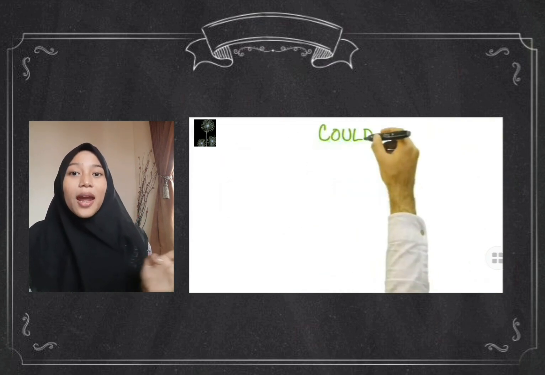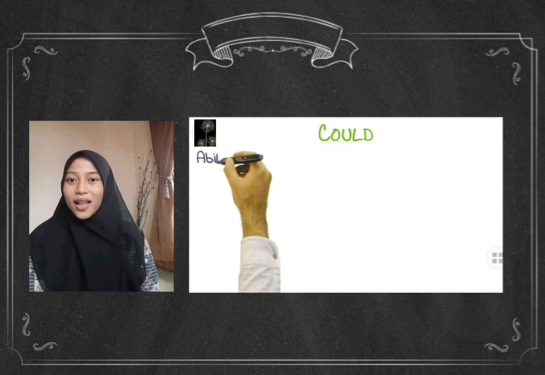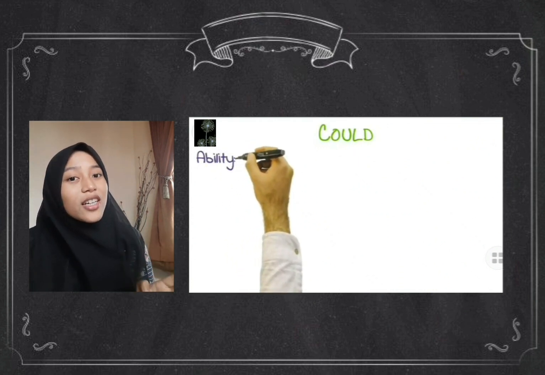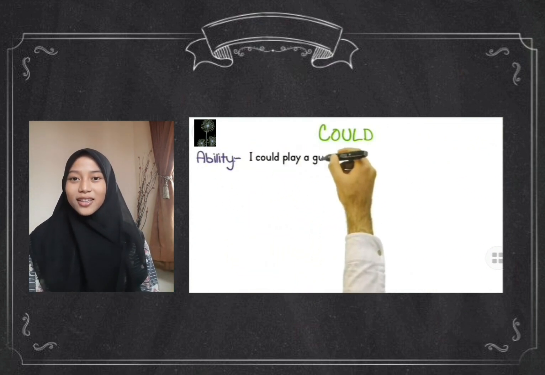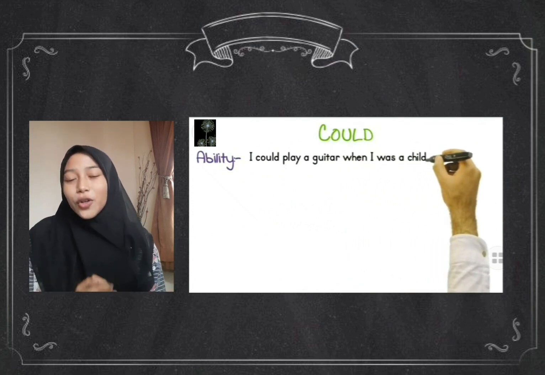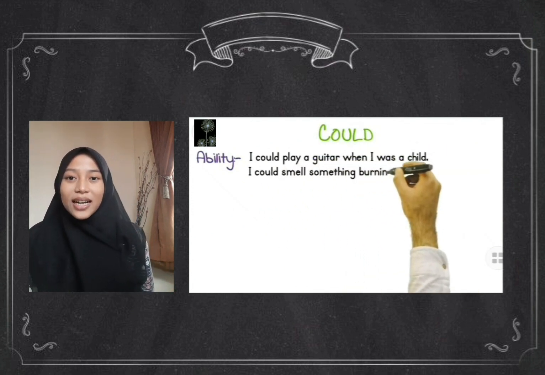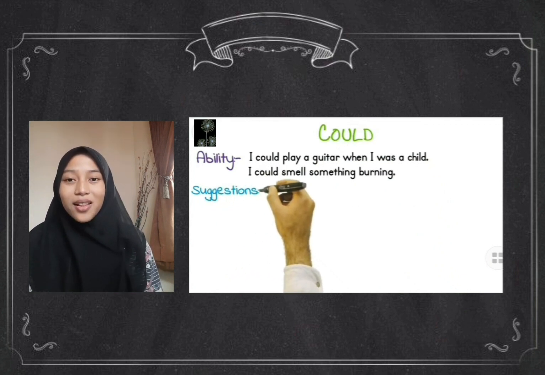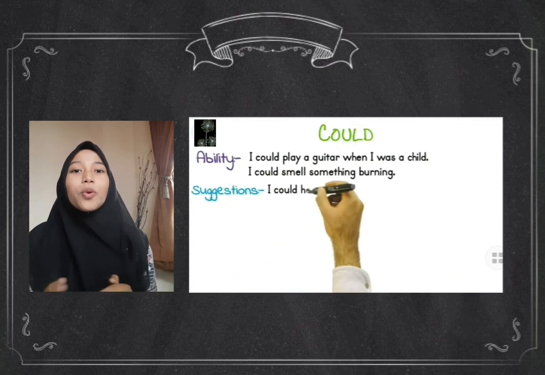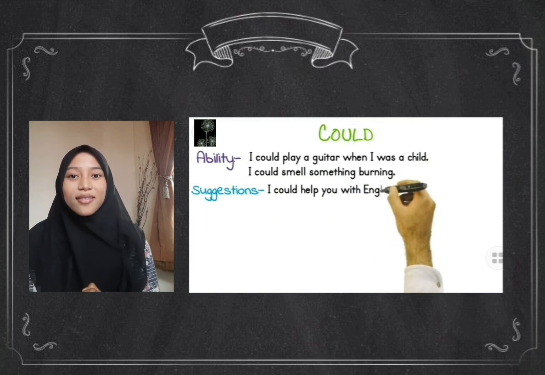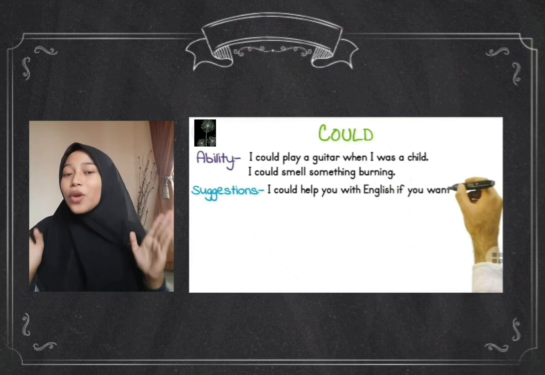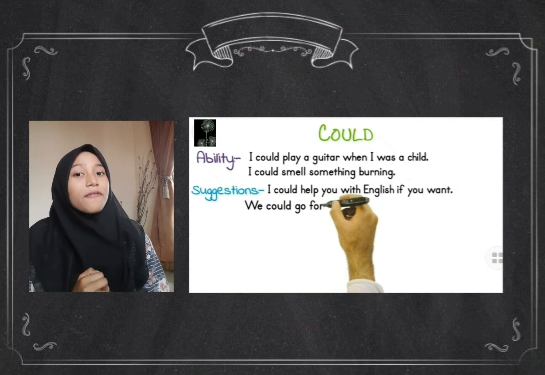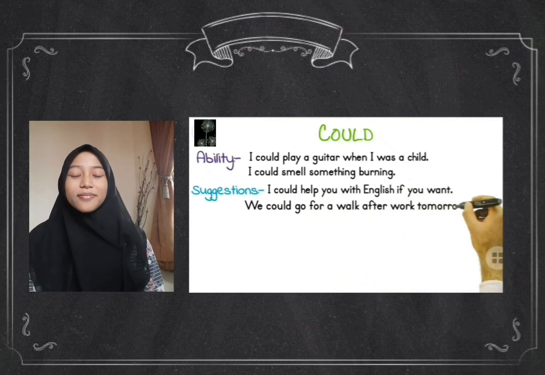Could shows ability. For example, I could play the guitar when I was a child. The second, I could smell something burning. Could shows suggestion. For example, I could help you with English if you want. The second example, we could go for a walk after work tomorrow.